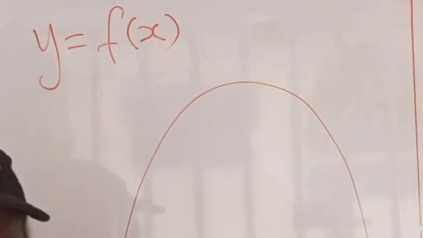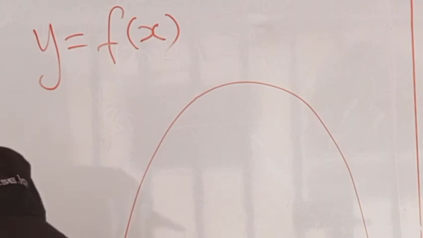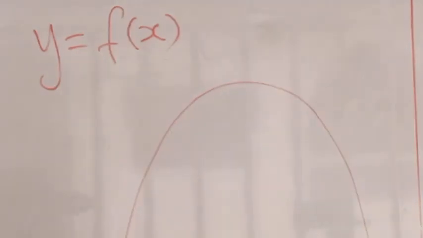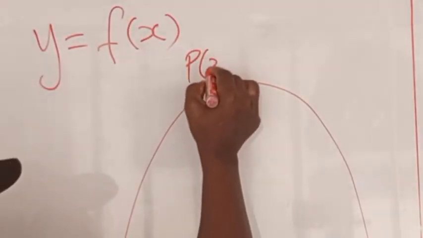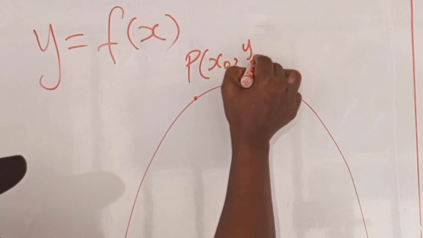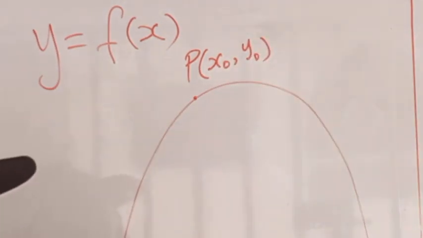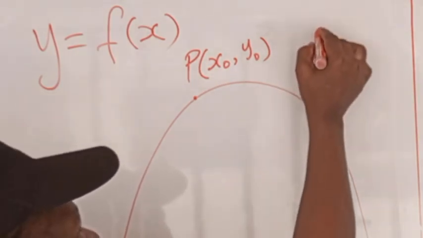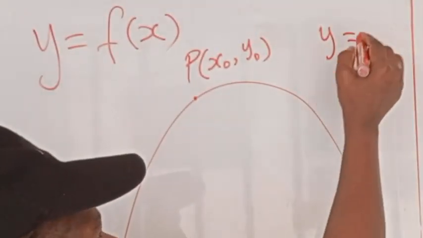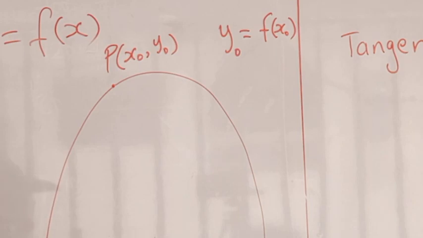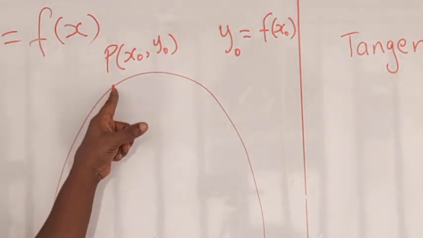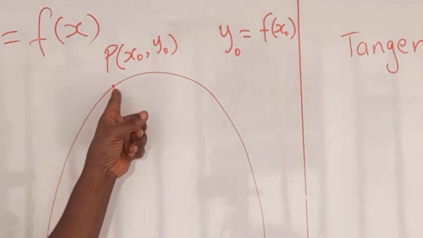Suppose that this is the graph of the function. Now, let us take a particular point of this curve. Let's denote it by P. The coordinate of P is x naught comma y naught, where y naught is equal to f of x naught. A tangent at this particular point is a straight line that will touch this curve at this point.